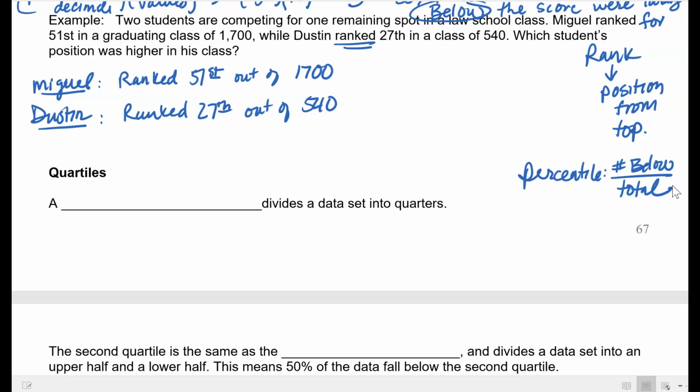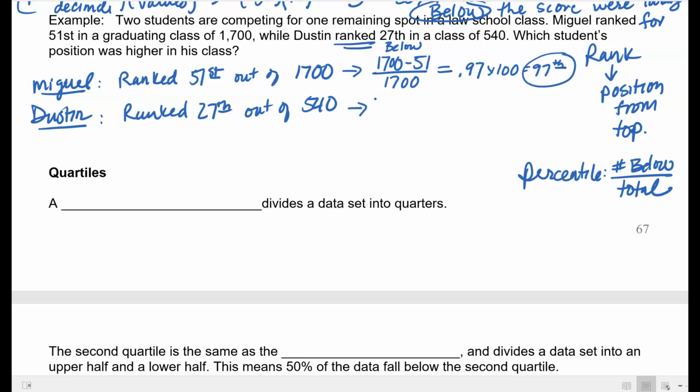If we want to know how many people were below Miguel, if he was 51st out of 1,700, we're going to take 1,700 and subtract 51. That gives us the number below him. And we're going to divide by the total, which is 1,700. If we do that, we get 0.97, which you can multiply by 100 to get the 97th percentile. So he was in the 97th percentile.